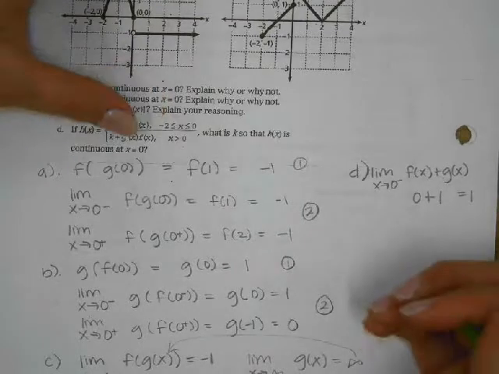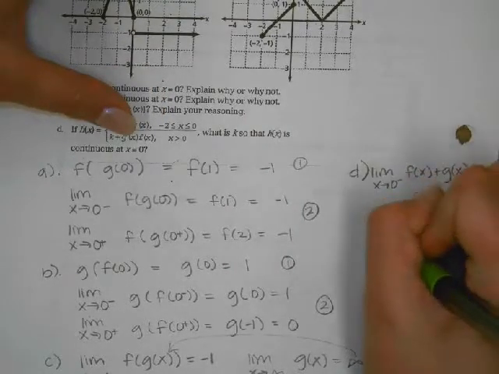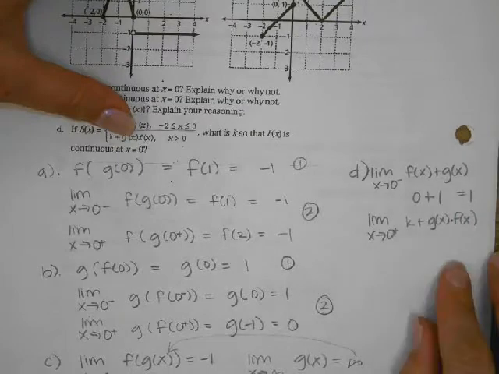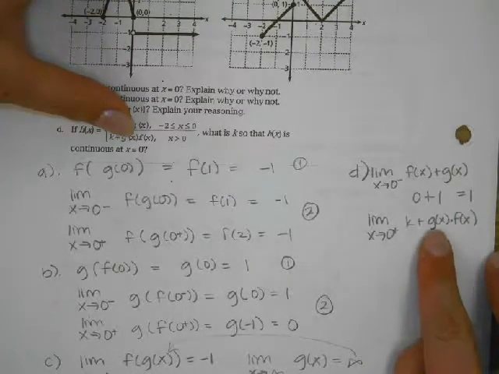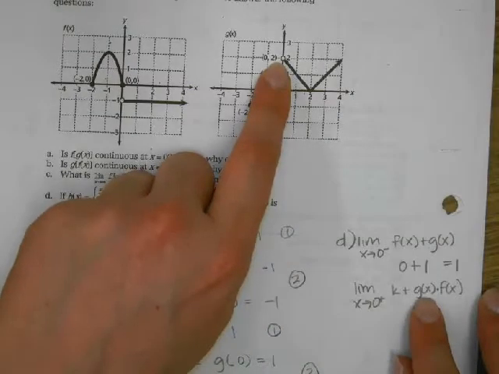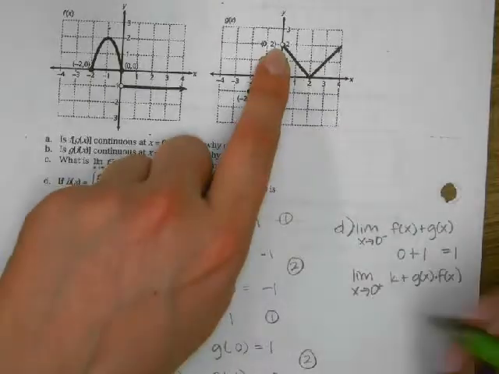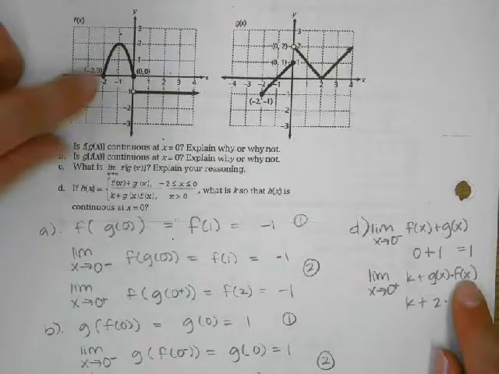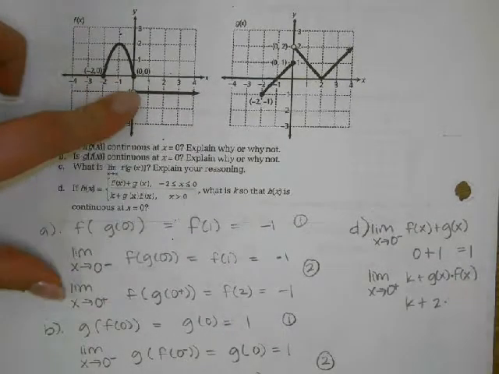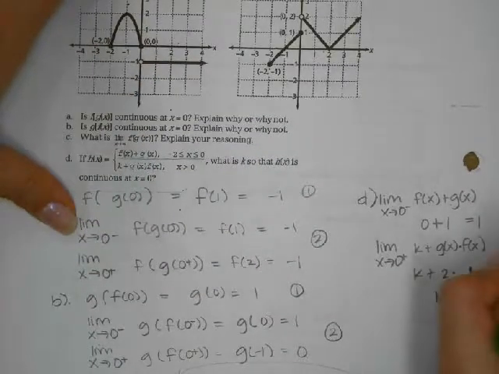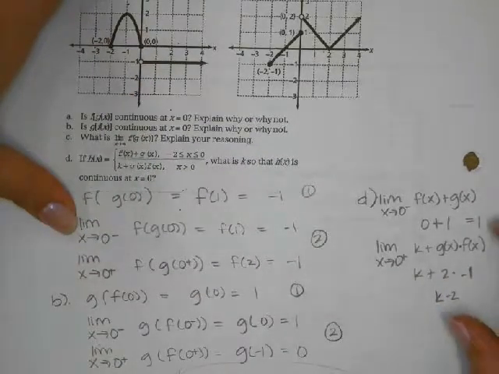And then for this one we want to find the limit as x goes to 0 from the right, so that's k plus g of x times f of x. And if you look at the limit from the right, the limit for g of x is 2 from the right. So it's k plus 2 times, for f of x, if you look at the right side of 0, that's negative 1. So that's k minus 2. So we need these two to equal each other.